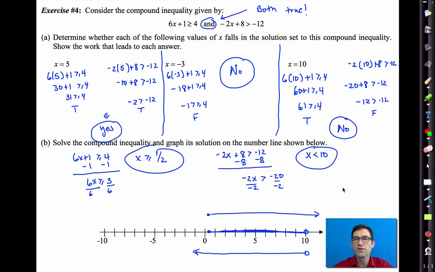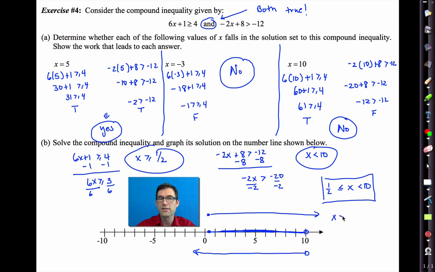Now technically, we also should write down this. x, if we write it down as a single one, here's our answer. Or we could write down the following. x is greater than or equal to 1/2. Must use the word and, x is less than 10. All right, isn't that kind of cool? So we solve the two inequalities the way we normally would. We shade the way we normally would, and then we take the overlap. Okay?